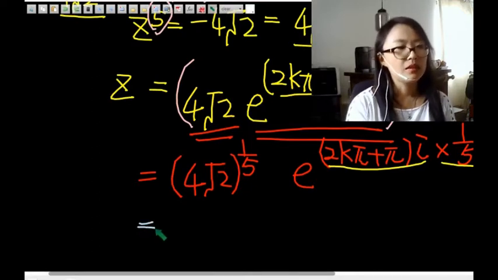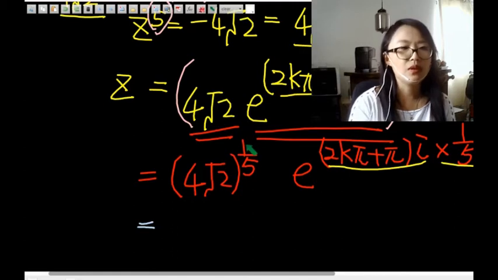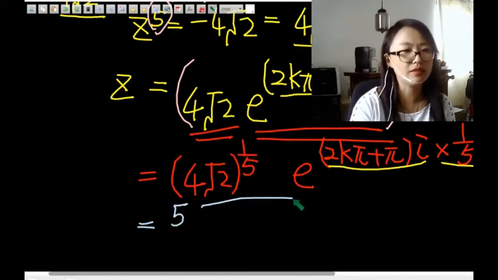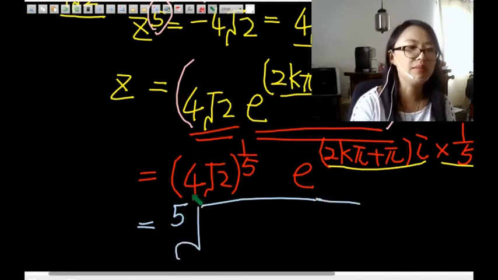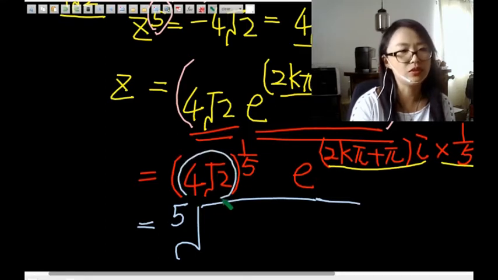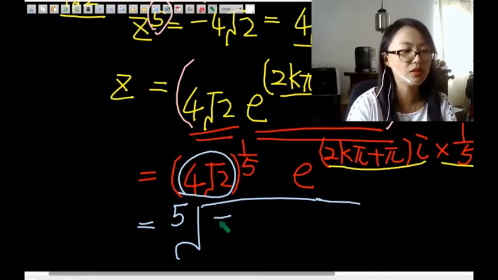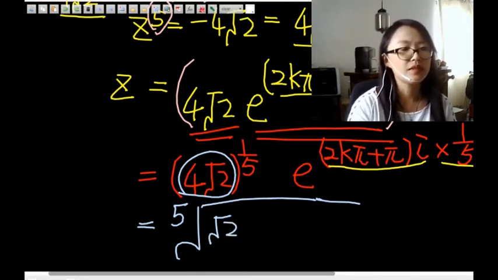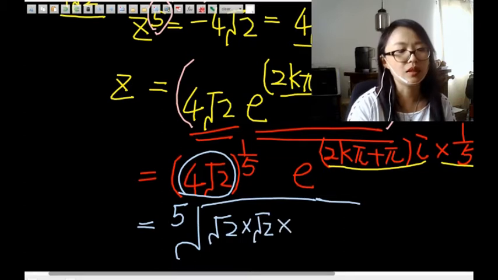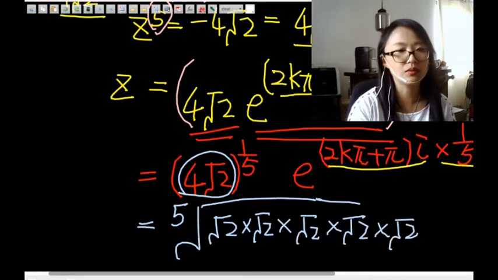For square root of 2 to the power of 1 over 5, you can also write it down in this kind of format if you prefer. Now we're going to separate 4 times root 2 into 5 things. So what you would have is root 2 times root 2 times root 2 times root 2 times 2.